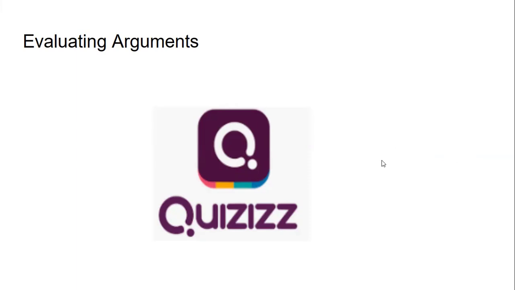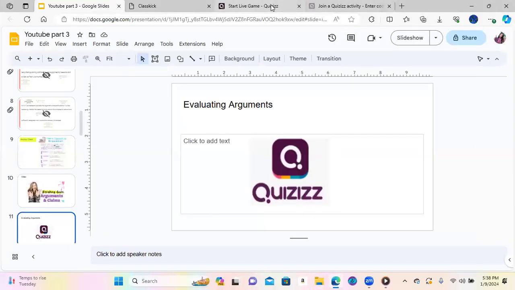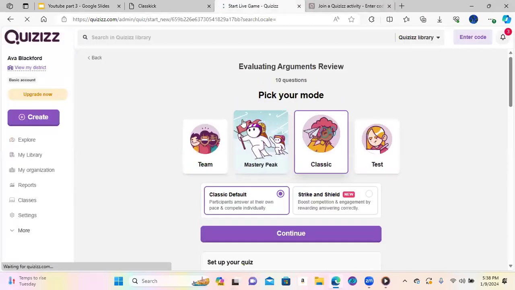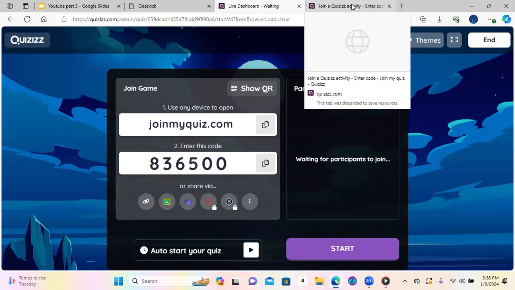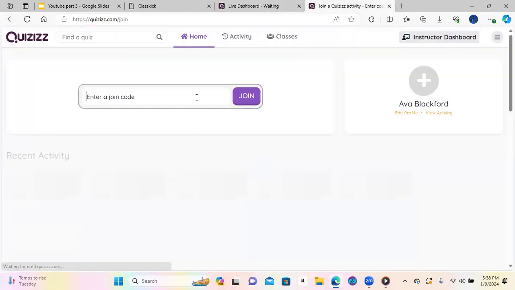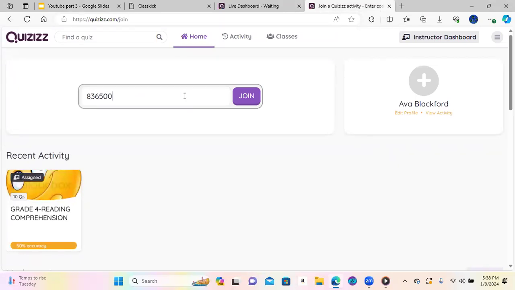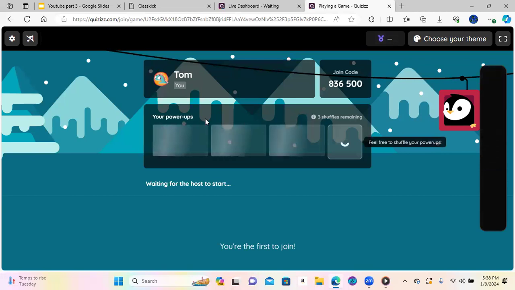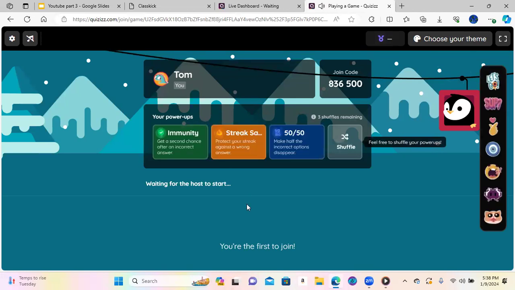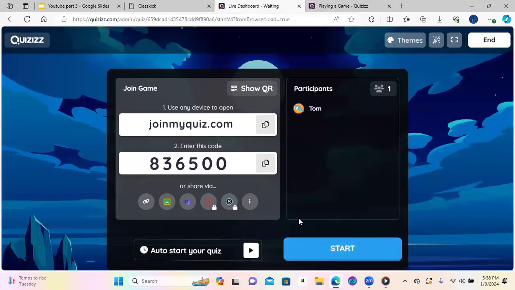All right, now we're going to participate in a quiz game to review evaluating arguments. So once you click on the picture, you're going to type in the code that is being displayed once it's generated. All right, we're going to type in this code 836-500. Okay. All right, once everybody has joined, we'll start the game.